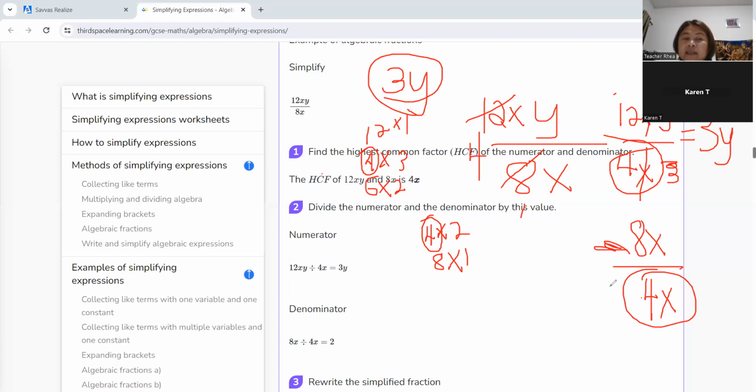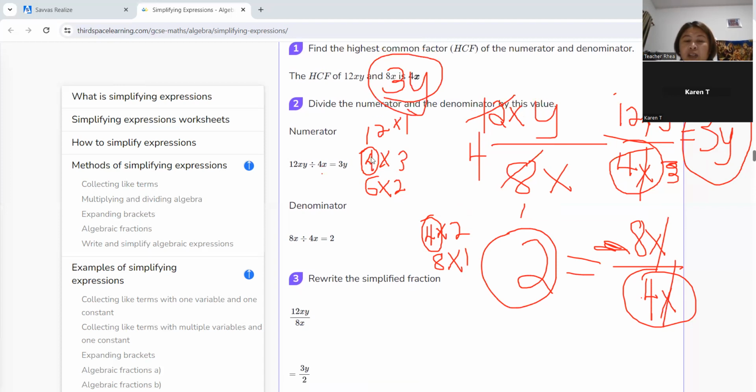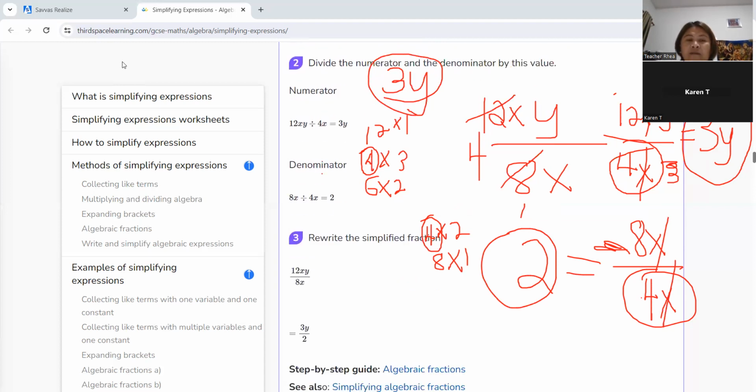Next is 8x divided by 4x. So again, we can delete x because their exponents are both 1. So 1 minus 1 is 0. So 8 divided by 4 is equal to 2. So we now have this 3y and 2. So you rewrite the simplified fraction, which is 3y over 2.